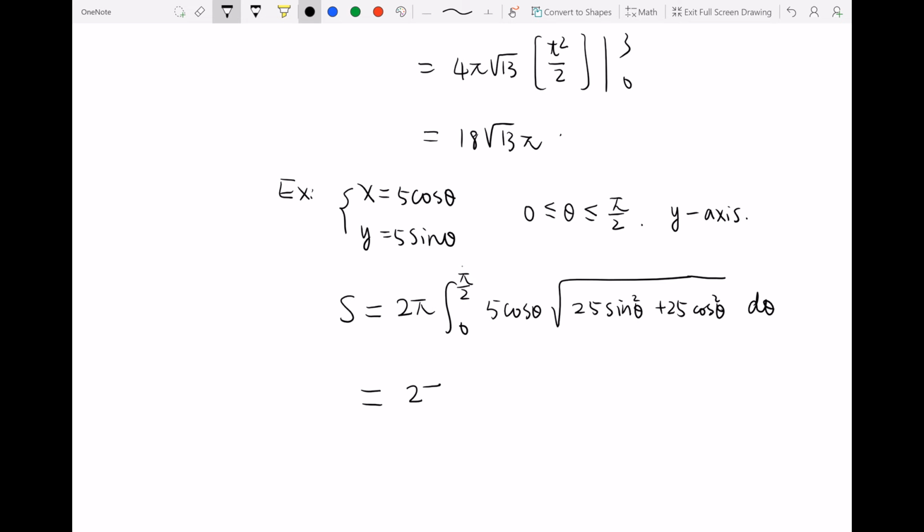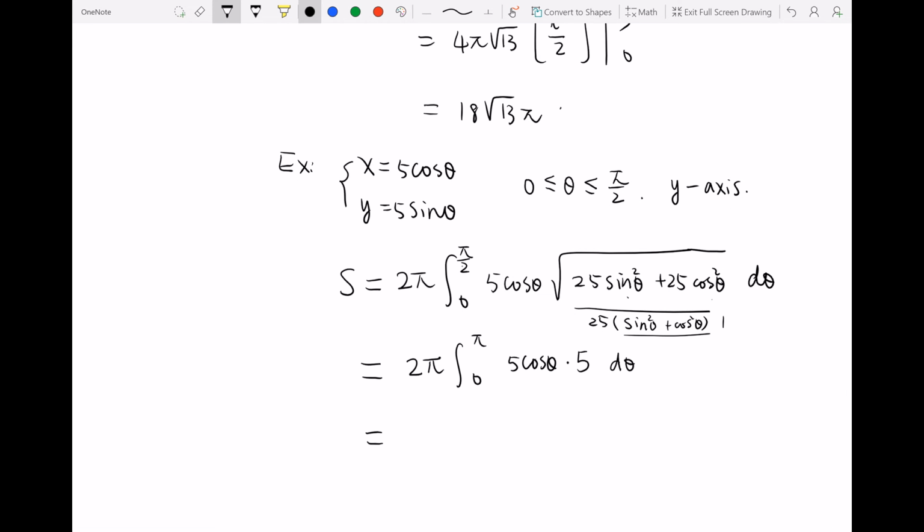So it's 2 pi from 0 to pi over 2, 5 cosine theta. You got this is what? Sine theta squared plus cosine theta squared is 1. So it's 25 times 1, the square root of 25, which is 5. Make sense? Because you can factor 25 out, it's sine theta squared plus cosine theta squared. You got this is 1. So 25 times 1 is just a 5. So now it's much simpler. Pi over 2. It's much simpler now.